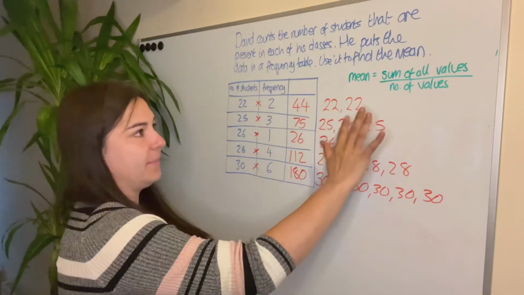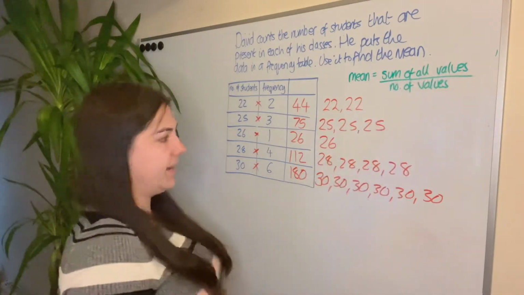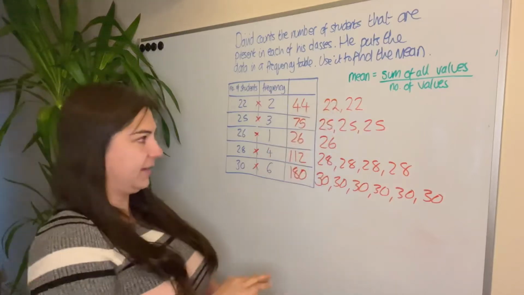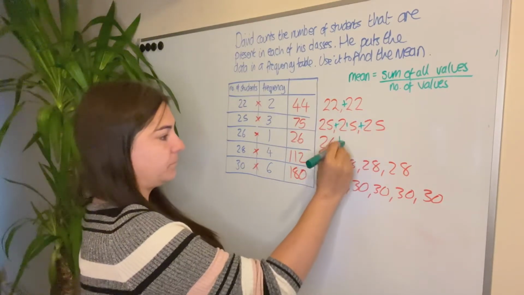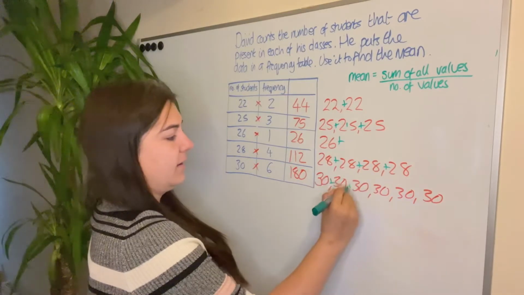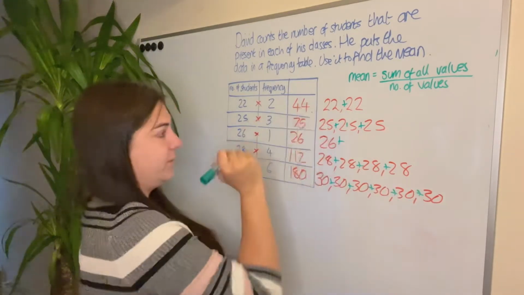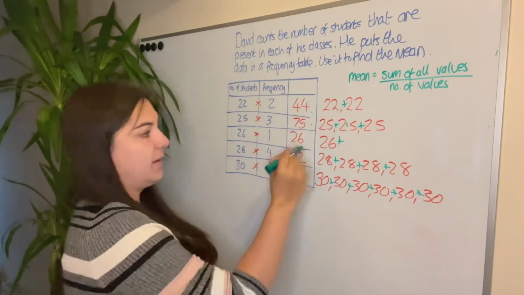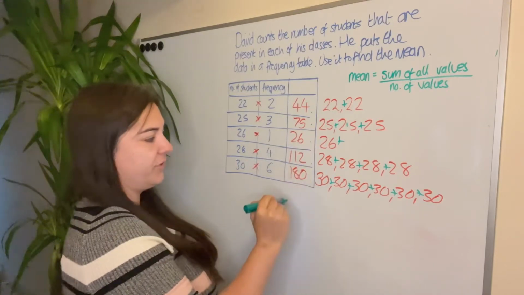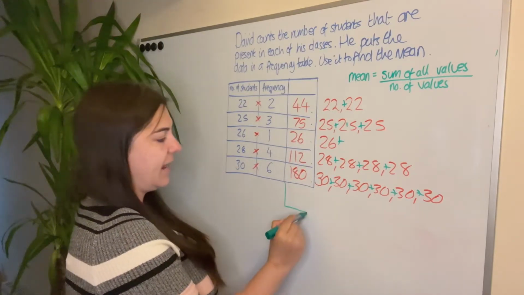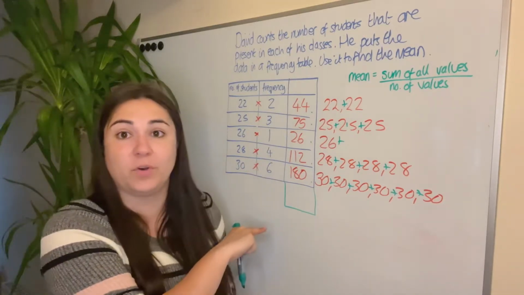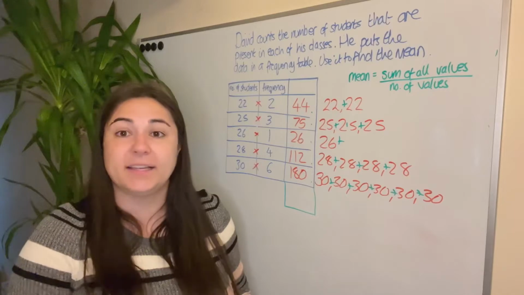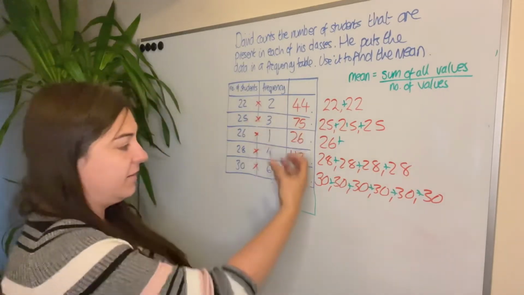Now, how do I work out the mean? It's the sum of all the values. So all of these values added up together, if I added them all, I would get 44 plus 75 plus 26 plus 112 plus 180. So I would add all these values up. And if you notice in this table, you haven't been given a total column, and sometimes that's going to happen. So it's up to you to remember this is what you have to do.